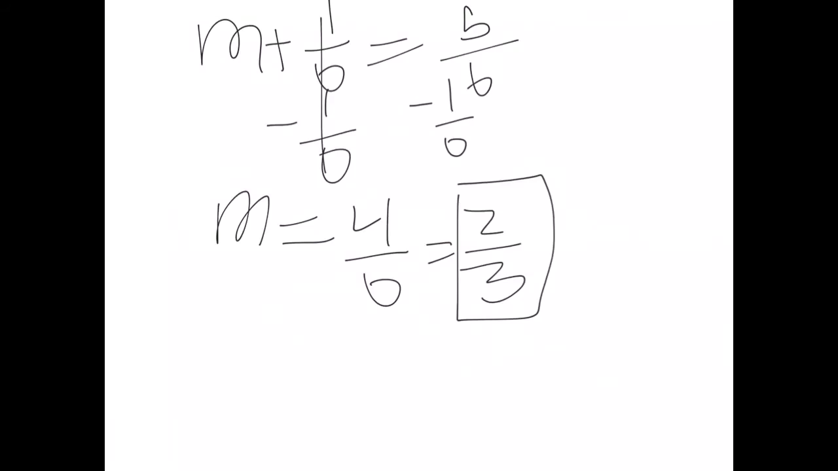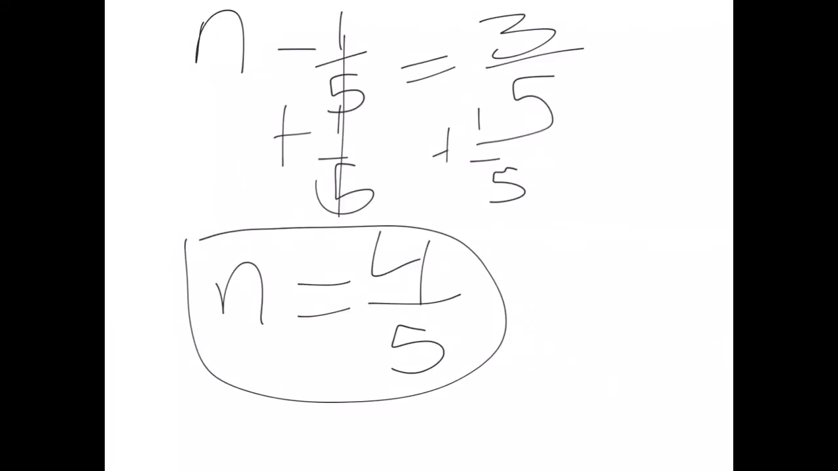I am solving m plus 1/6 equals 5/6. You subtract 1/6 on both sides of the equal sign, which cancels out on this side. Then on this side, 5 minus 1 is 4 over 6. 4 over 6 can reduce to 2/3. And that's my final answer.